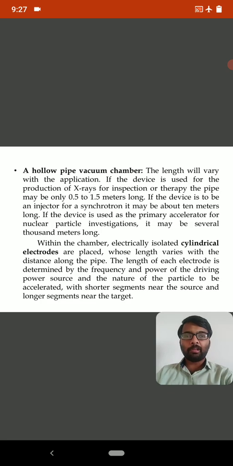The length of this vacuum chamber or hollow pipe varies depending upon the application or the experimental requirements. For example, suppose this linear accelerator is used for the production of X-rays, for some inspection purpose as well as for treatment, that is for therapy. Then the length of this hollow pipe ranges between 0.5 to 1.5 meters. So depending upon the application, the length of this hollow pipe changes.